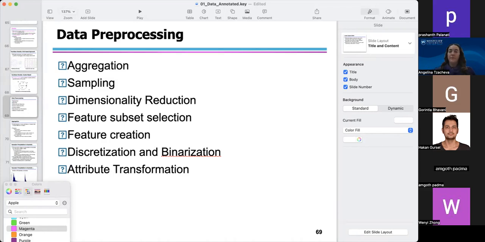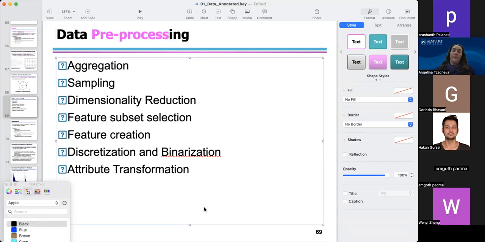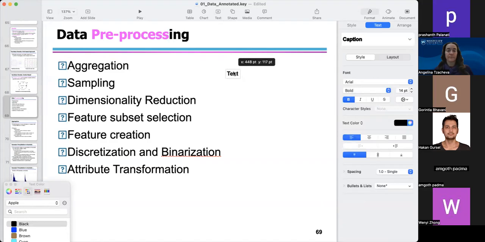Now, before we start analyzing the data, there is an important step that we need to take, which is called data pre-processing. That is pretty much the preparation of the data for analysis or for mining. So we're going to perform certain operations on the data to prepare it for analysis.